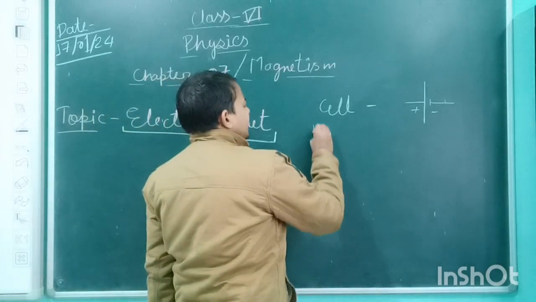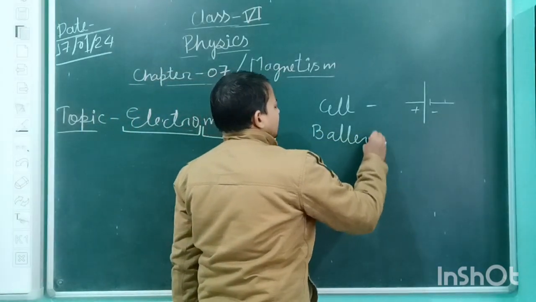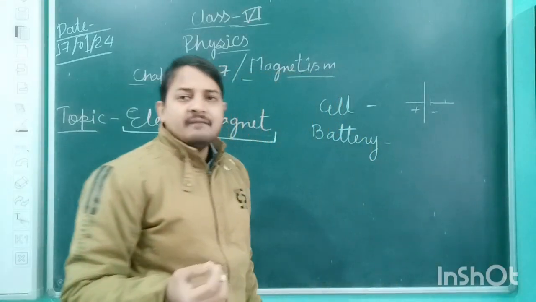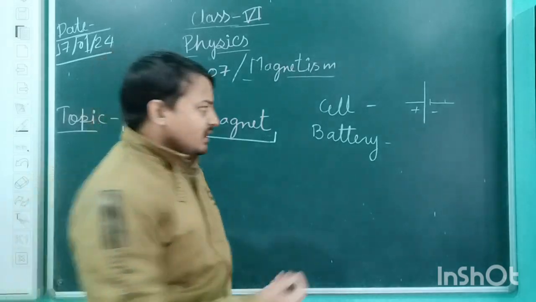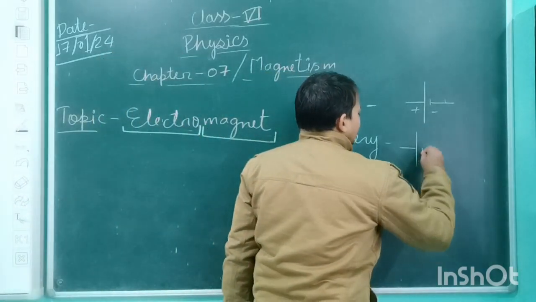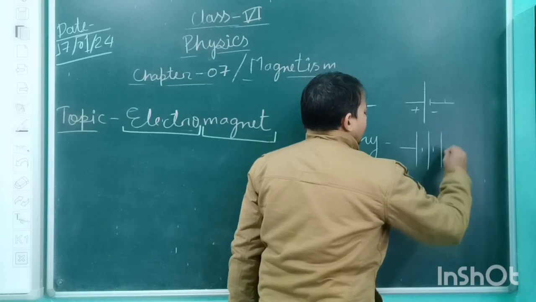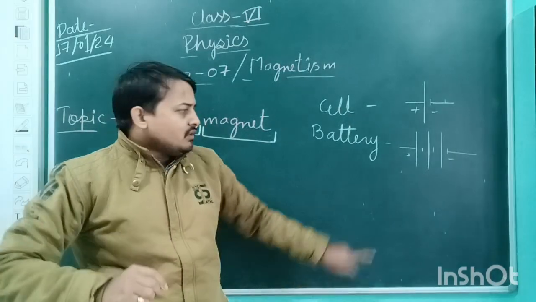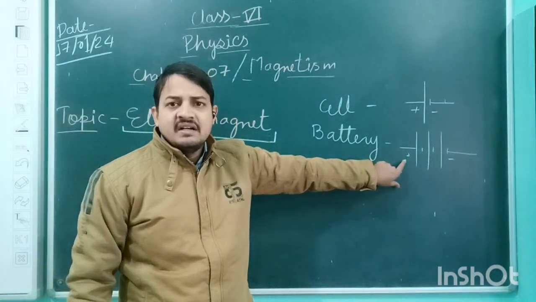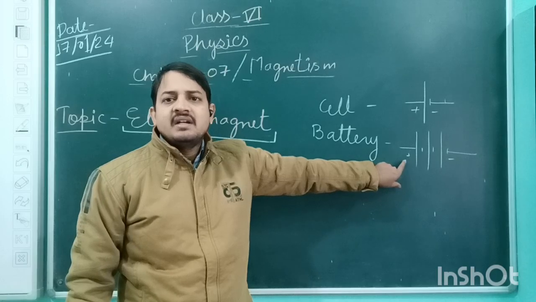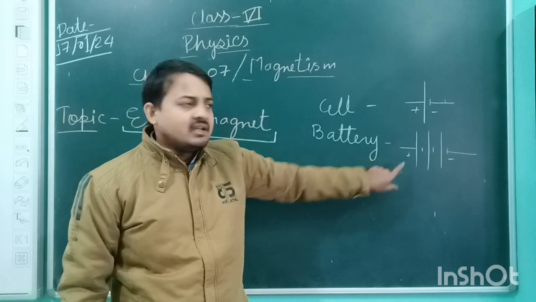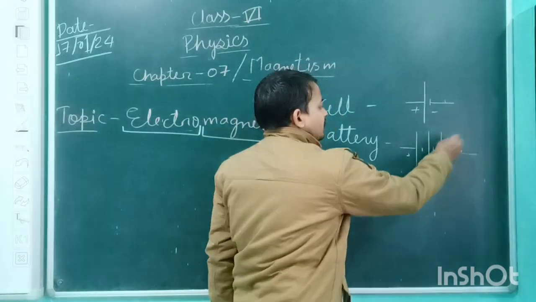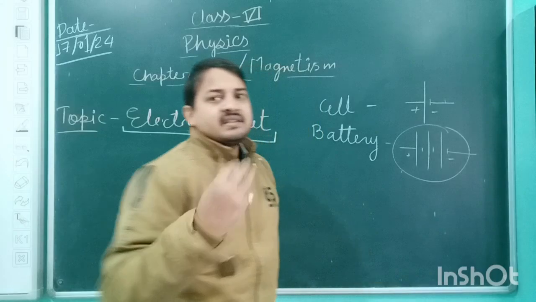If I have to represent a battery, how do I represent it? Battery means a combination of some small cells. It is very simple: positive, negative, and so on. This is the easiest way to represent a battery. Now see, in the second condition, I have represented a battery containing three cells. One positive, one negative, one positive, one negative, one positive, one negative. So this is a battery containing three cells.